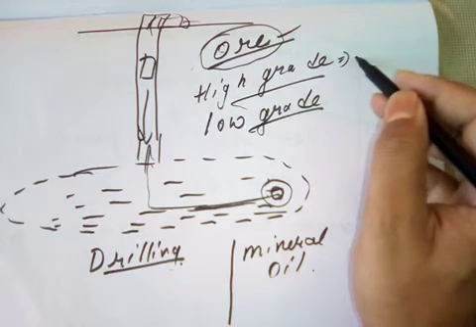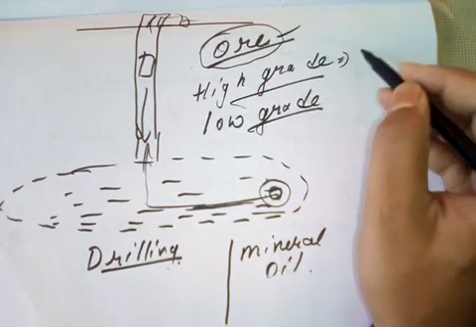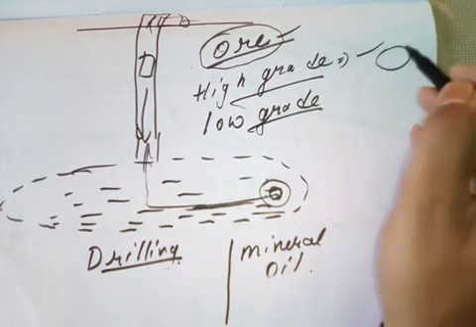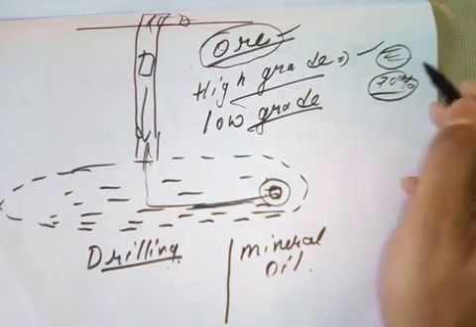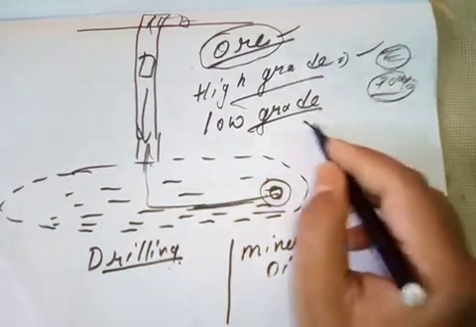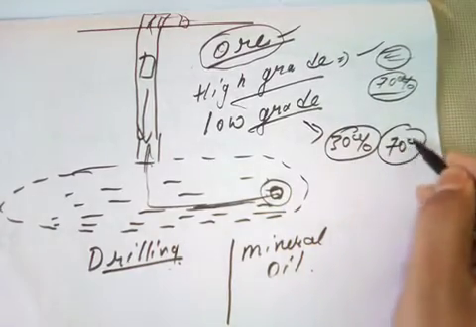It's a very important point. High grade means that kind of ore which has a high concentration of minerals. That means, suppose this is the ore, and about 70% of minerals are present in it, and 30% are impurities. But in low grade there are 30% minerals and the remaining 70% are impurities.